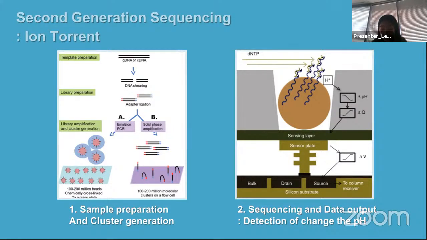In a DNA synthesis reaction, when a correct nucleotide is incorporated across from its complementary base in a growing DNA chain, a hydrogen ion is released. This changes the pH of the solution, which can be recorded as a voltage change by an ion sensor, much like a pH meter.